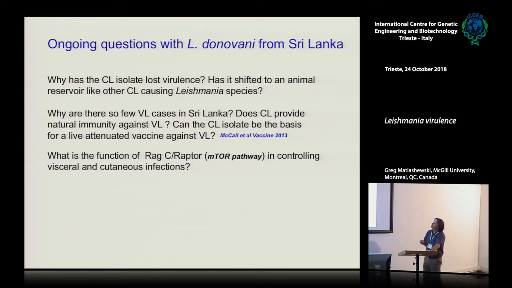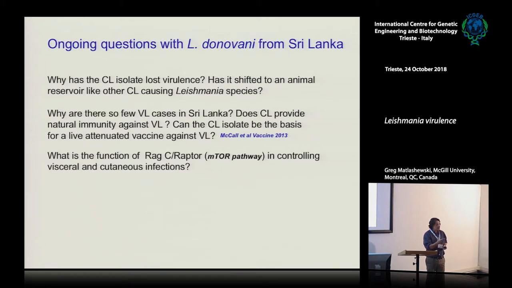So some of the other questions we're asking right now are: why has this isolate lost virulence in Sri Lanka? What is it about Sri Lanka that made this parasite change? In fact, now we're starting to see a cutaneous donovani in other parts of the world as well, in the northern part of India and Nepal. There was a nice poster from Nepal. So it looks as though this cutaneous donovani seems to be popping up more and more. So why has it moved from a visceral parasite to a cutaneous parasite?